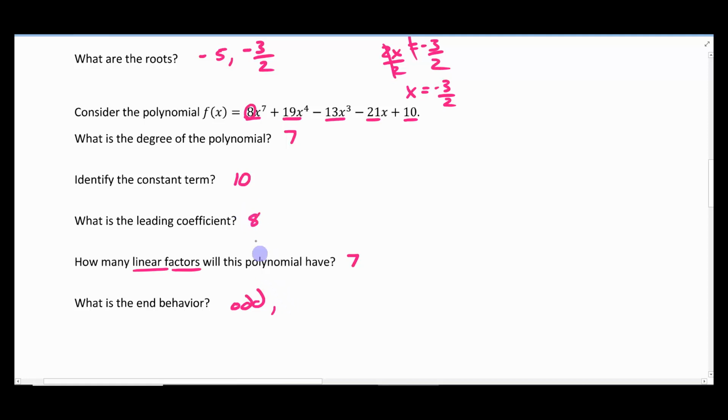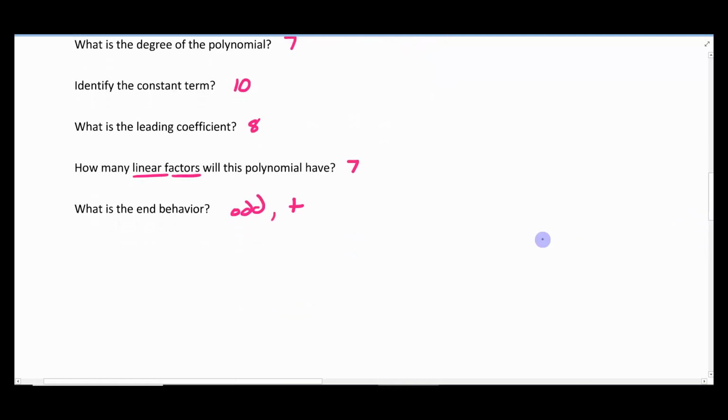So this is a positive 8, so it's an odd positive, and you would need to go back to your notes, take a look at that table that we created, and you would see that an odd positive goes down on the left, up on the right. Okay, so this would be our end behavior, right? If I were looking at the ends of our polynomial on the graph, I can tell you this is what the polynomial is going to do on the ends, right? On the left end and on the right end.